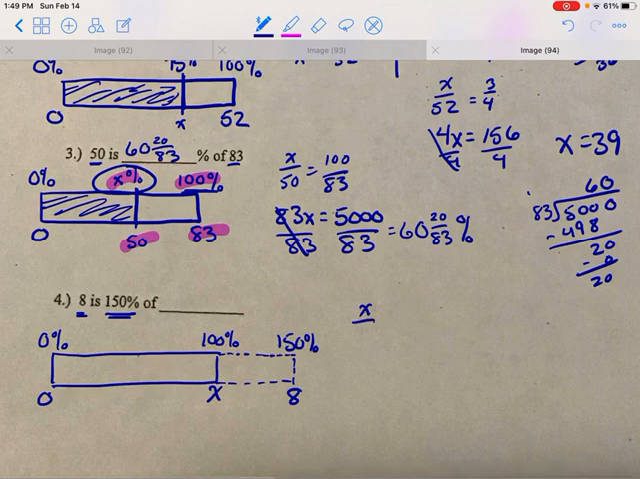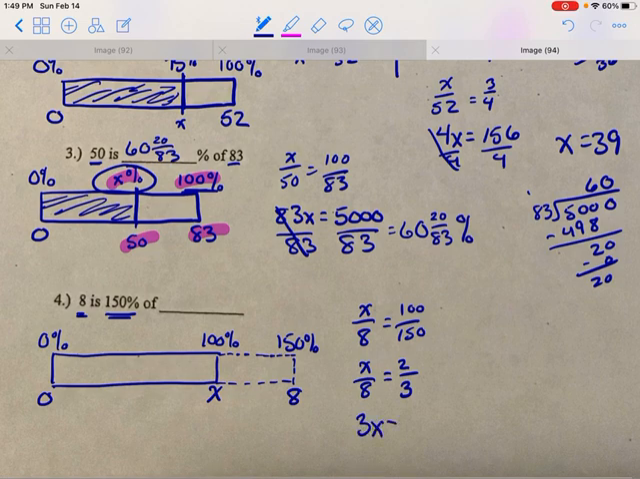So I kind of like that one. x over 8 equals 100 over 150. And the reason I like that is that fraction reduces quite nicely. Let's see, 50 goes into that 2 times and into that 3 times. So this is something I might give you on a test because it does reduce quite nicely.